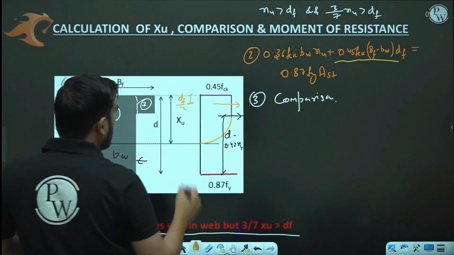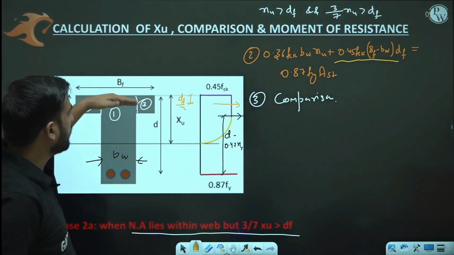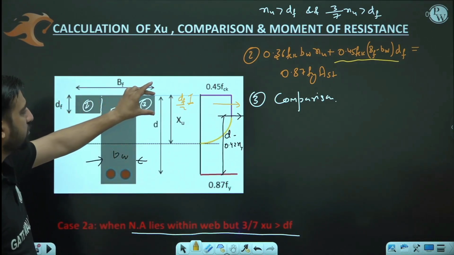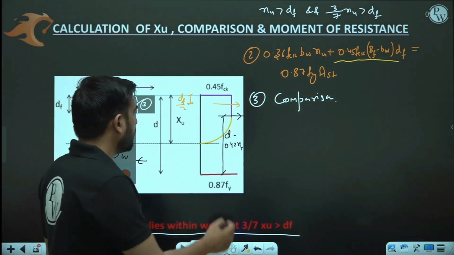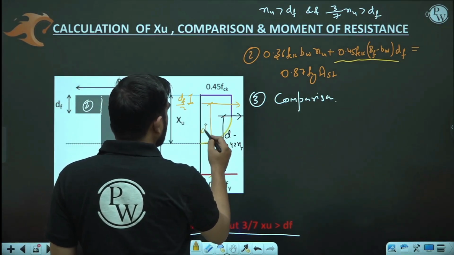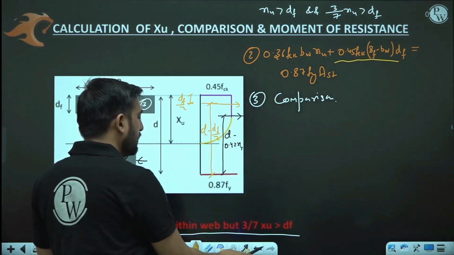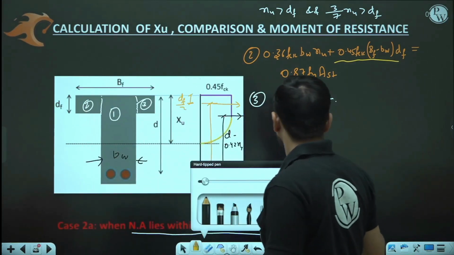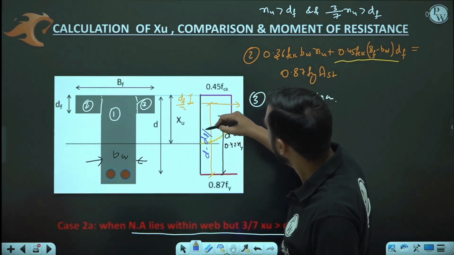I hope you got it, because stress is constant here and the depth of the flange is DF. So it would pass through the CG of this rectangular block. So the rectangular block CG would be DF by 2, and for it the lever arm is going to be D minus DF by 2.